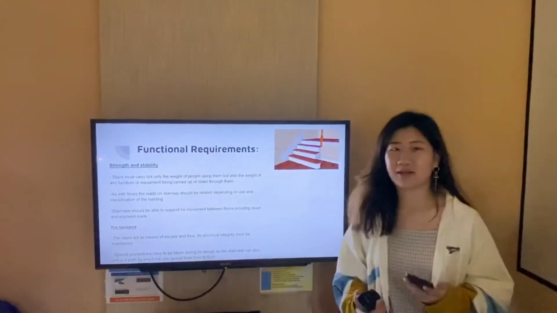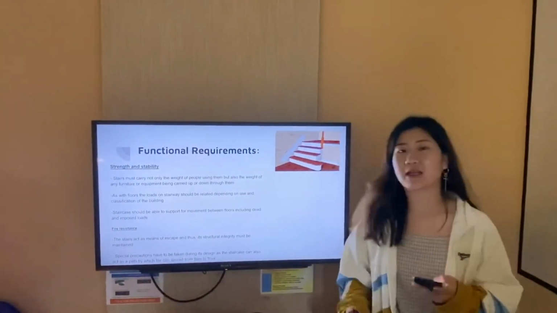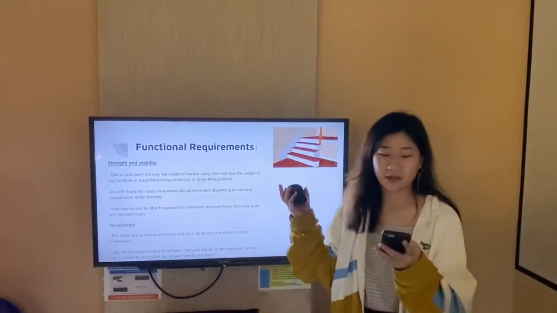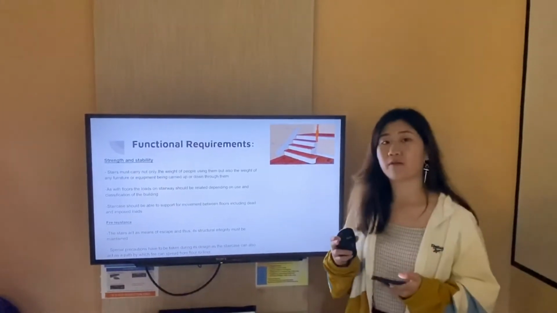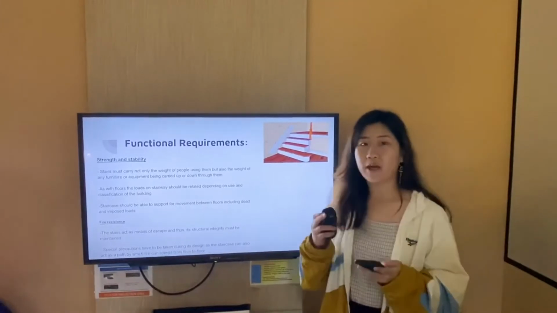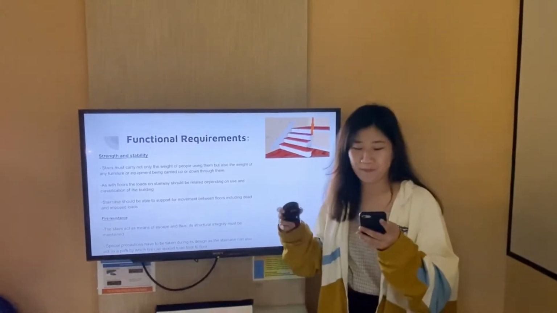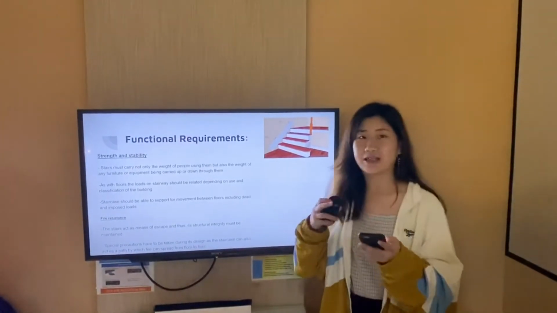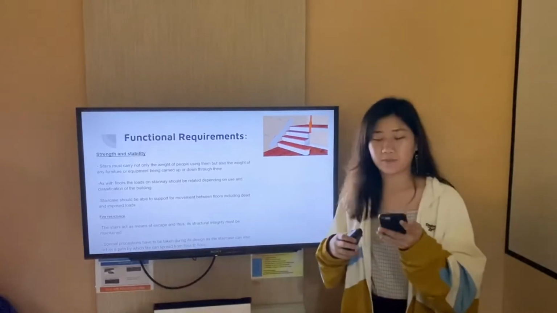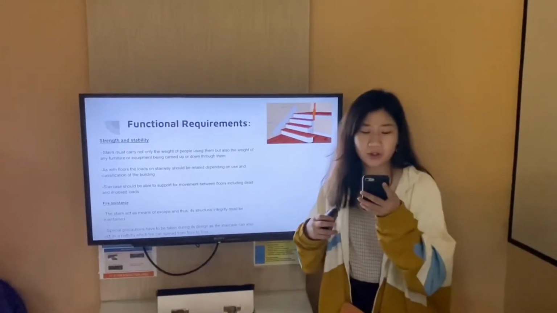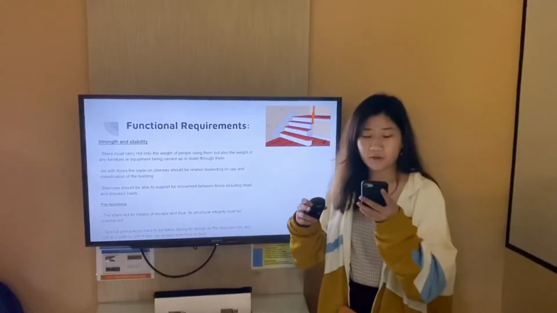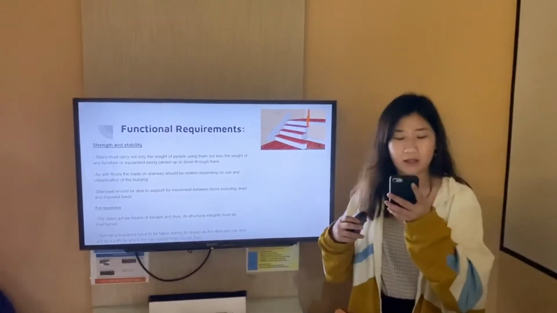Now we're talking about the functional requirements. Basically, stairs must have strength and stability, and must carry not only the weight of people using them, but also the weight of any furniture or equipment being carried up or down. As with floors, the loads on stairways should be related to the use and classification of the building. A staircase should be able to support movement between floors, including dead and imposed loads.